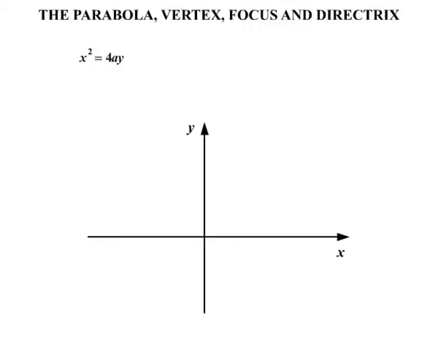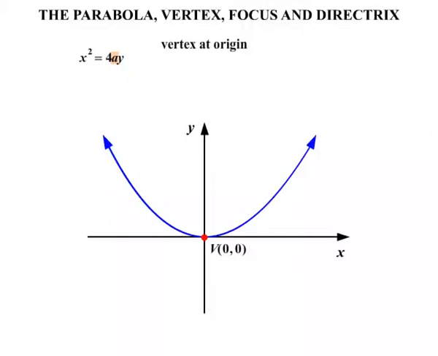Now in this lesson we're doing work on the parabola: vertex, focus and directrix. Okay, a big title. Now the basic parabola x squared equals 4ay. If we just consider the axes there, it will go through the origin. That's its vertex, the point (0, 0). Now the a is known as the focal length.